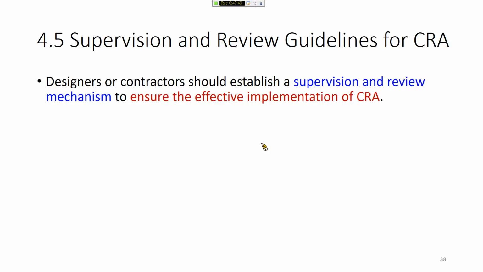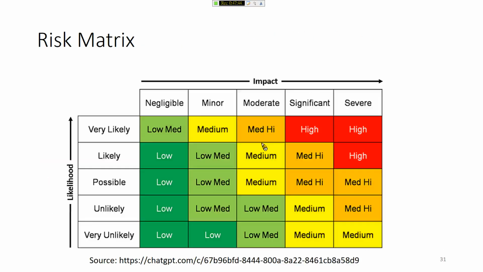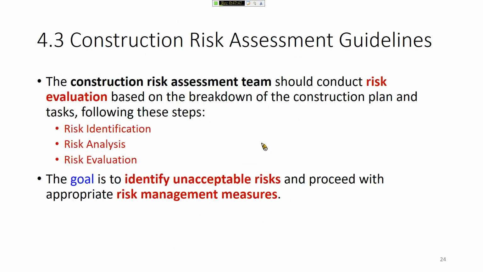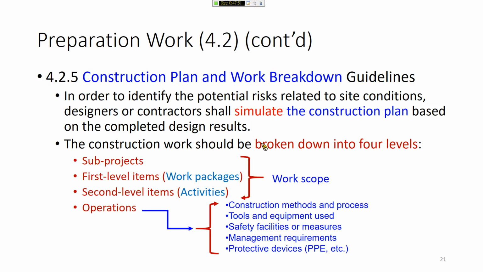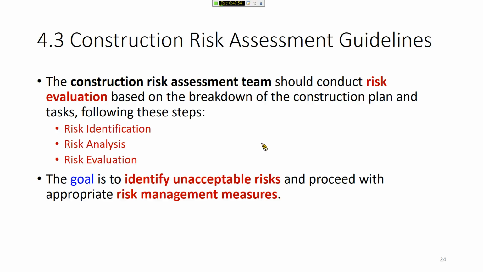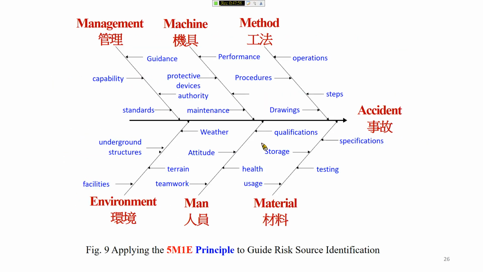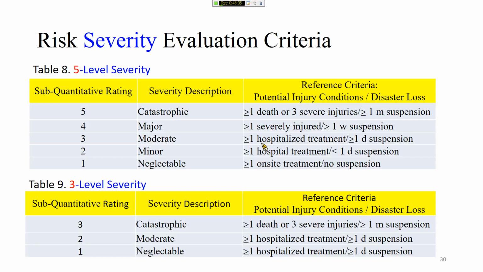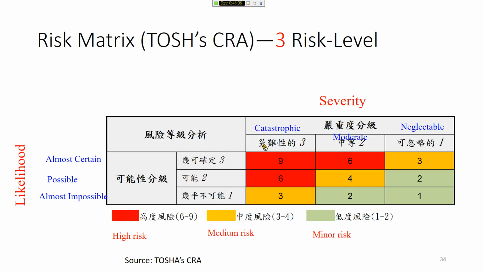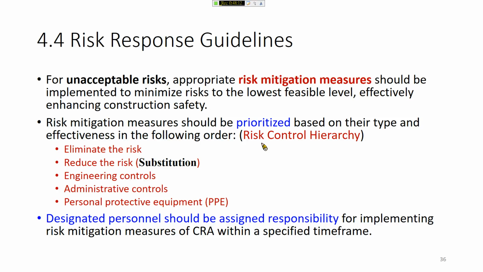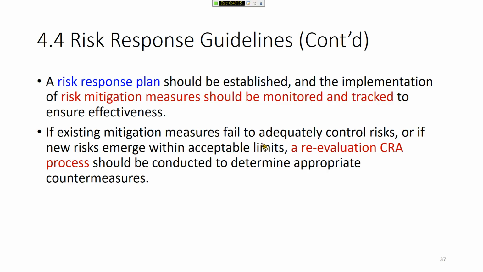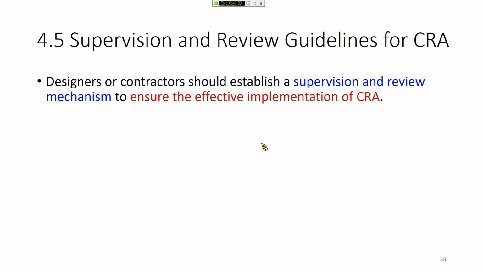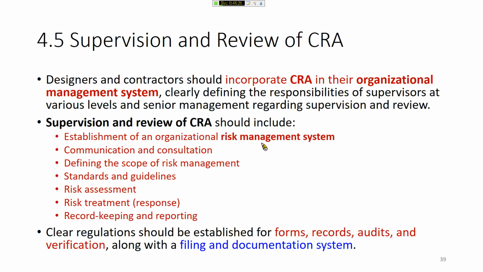The major part is the first 3, 4. The major part of CIA is from work breakdown structure, then risk assessment, then risk evaluation, determining the acceptable level of risk, and planning the risk response plan. That's the major part. And then the guide also talks about the supervision and review guideline for the CIA, both for the designer and the contractor.